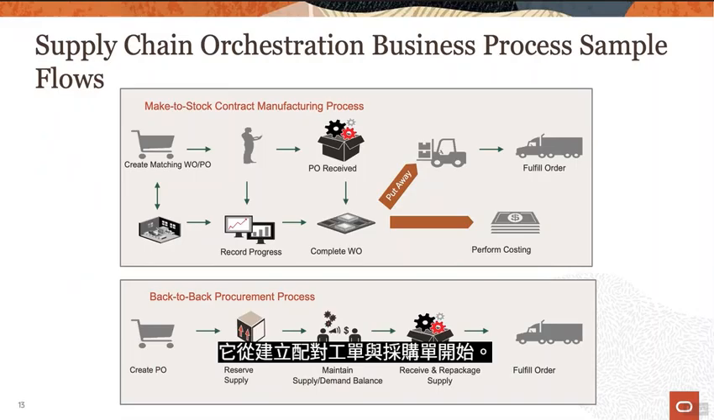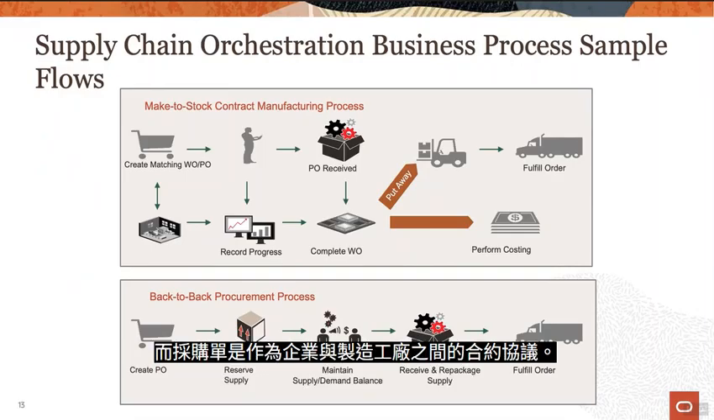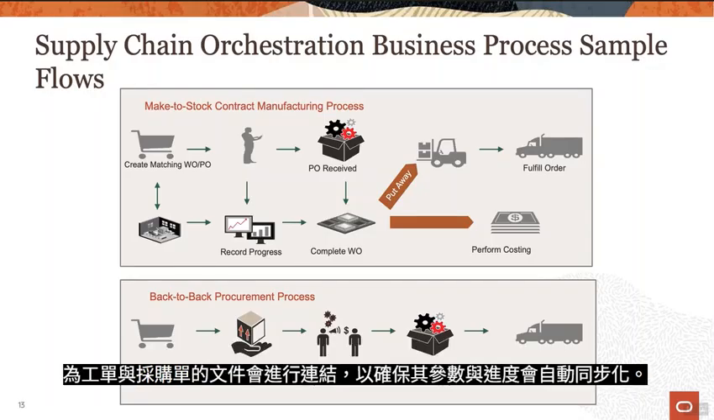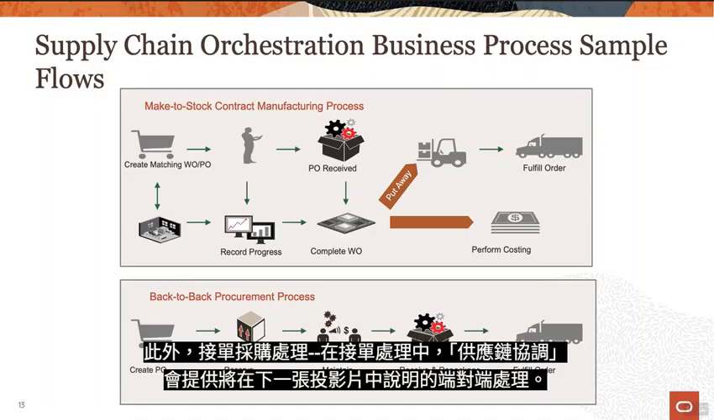The documents, which are the work order and purchase order, are linked to ensure that their progress is automatically synchronized. This synchronization is facilitated by supply chain orchestration. Also, the back-to-back procurement process. In the back-to-back process, supply chain orchestration provides an end-to-end process that will be explained on the next slide.